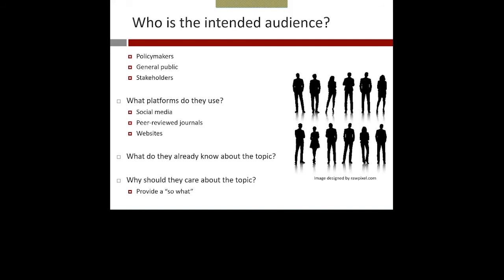When you're figuring out who is your intended audience, you want to think about what they already know about the topic. For the general public, they may have less background knowledge than a researcher, so you might want to explain a little bit more about what led you to investigate a certain topic and what you already knew about it when you started. But for, of course, stakeholders, policymakers, other researchers, you may not need to go as in-depth.